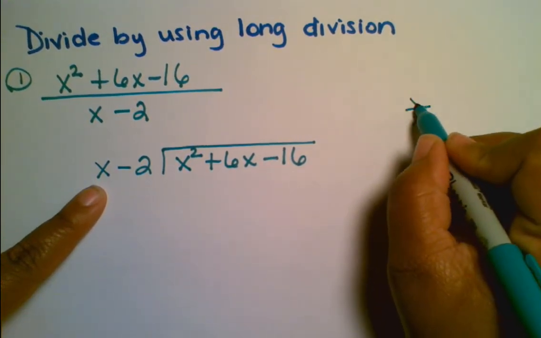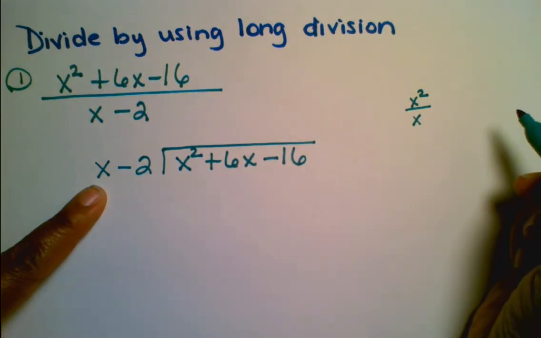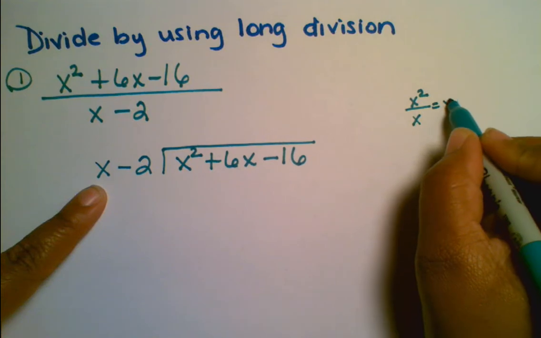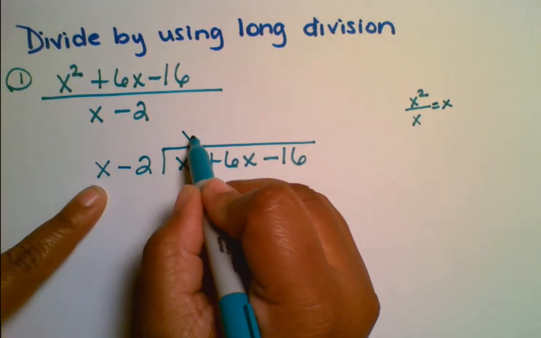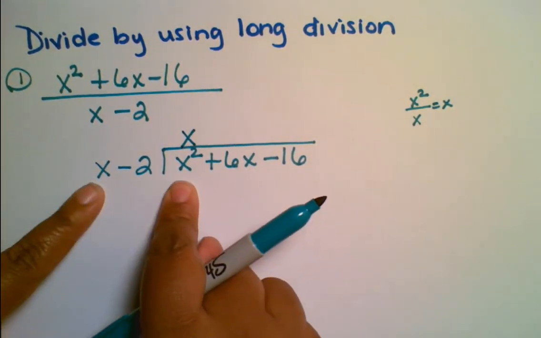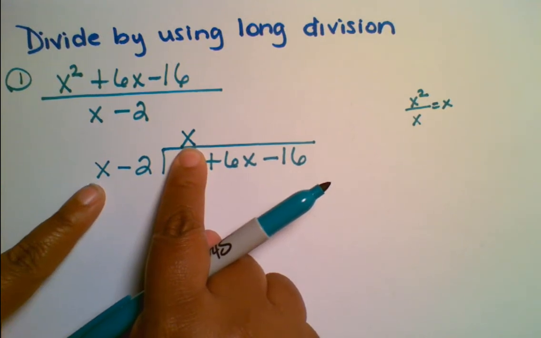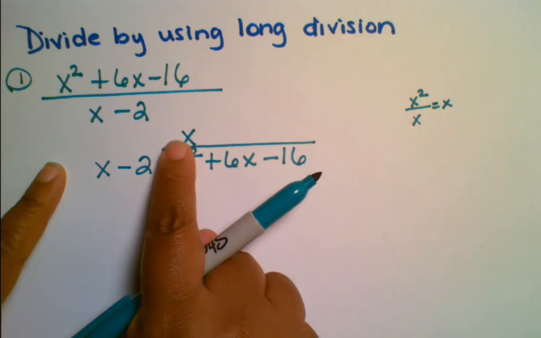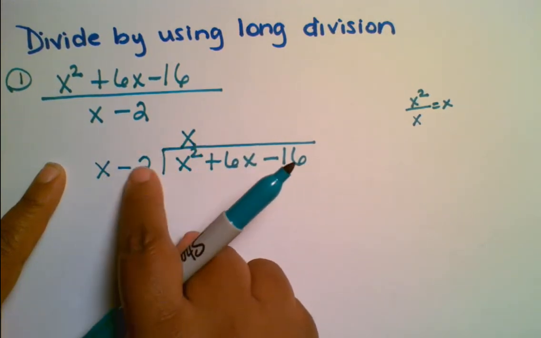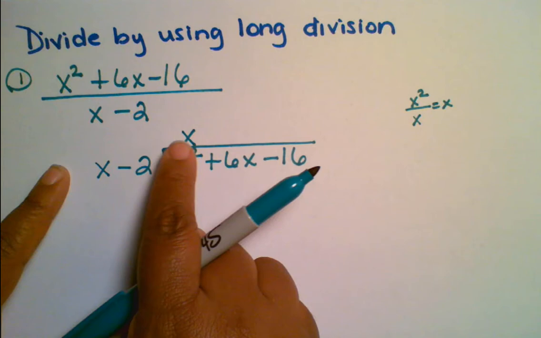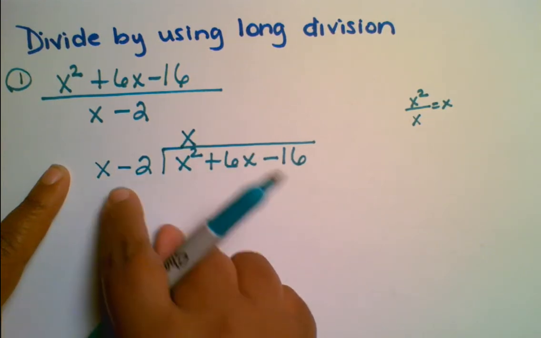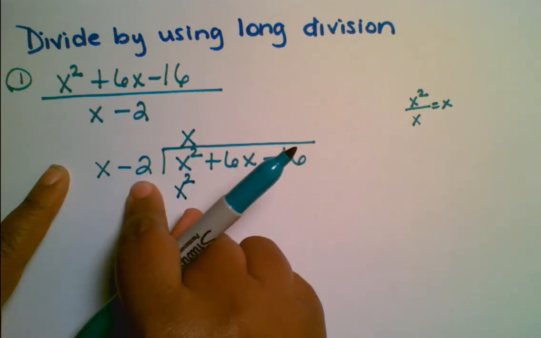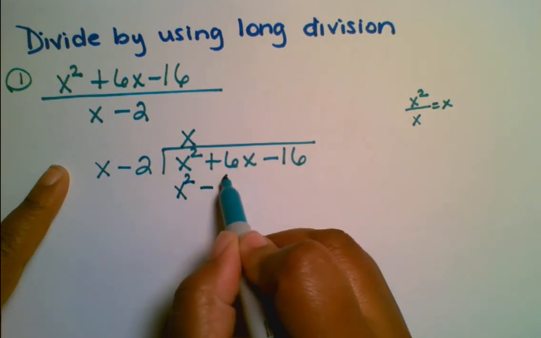x divides into x squared how many times? How would you reduce that? You would say x. So x divides into x squared x times. So we divide it. Now we're going to multiply. We take the x in the quotient area and multiply it by our divisor. Our divisor has two terms. So x times x gives us x squared, and then x times negative 2 gives us negative 2x.